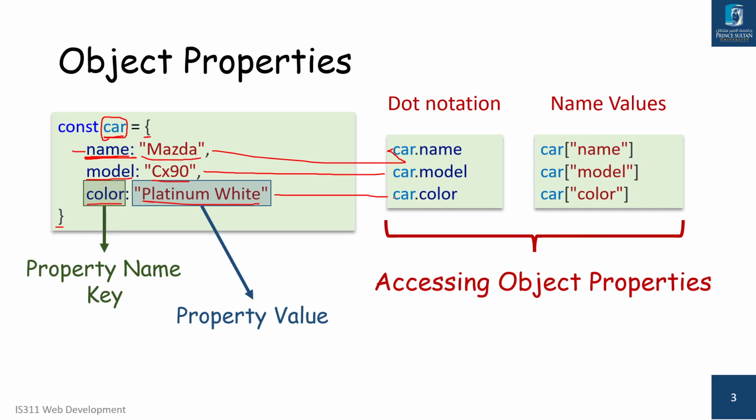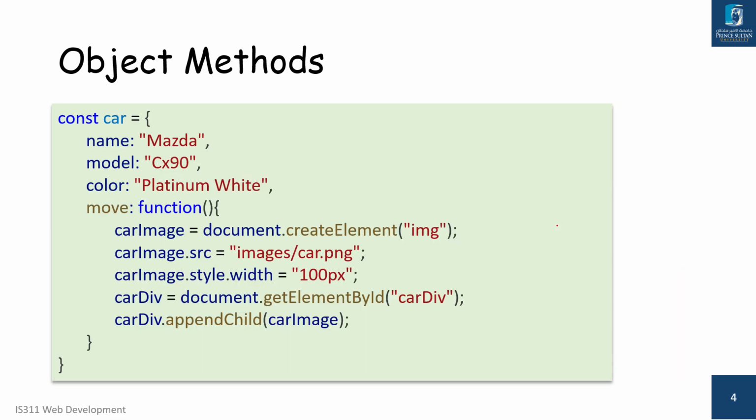We can also access these properties using bracket notation like this. In double quotes, or single quotes, we provide the name of the property as a string, and then we can access its value, which is CX90 and so on. So we can access the information inside the object in two different ways.